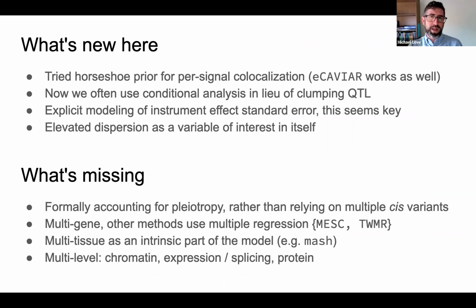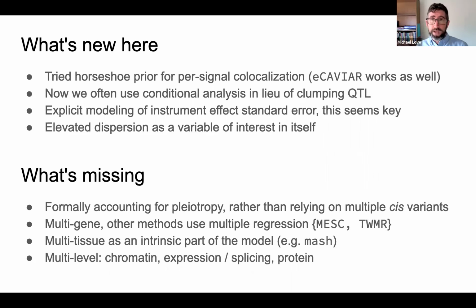But what we did add, I think, we tried a horseshoe prior for per signal colocalization that induces sparsity. I think that was interesting, but it's also a bit slow, and other methods work as well. We're often using conditional analysis in lieu of clumping for reasons I mentioned previously. We're explicitly modeling the instrument effect standard error. And I think this is a key aspect that we really need to account for, because it's actually the x-axis where there's more uncertainty in these molecular QTL studies. And we elevated dispersion as a variable of interest in itself.